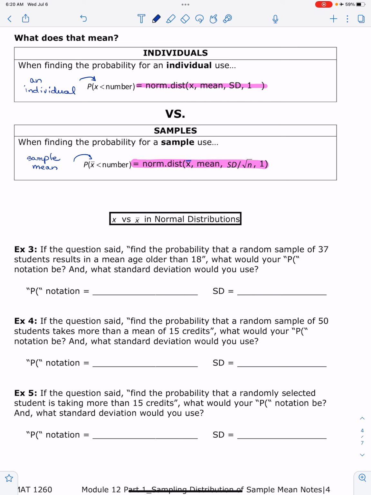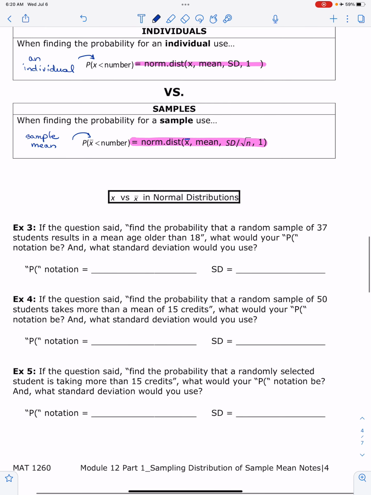Different than the binomial, because we've got a continuous distribution here. We don't have separate and discrete outputs or values. Okay? So let's just talk about this notation a little. Example 3.